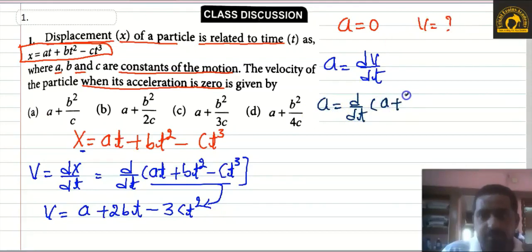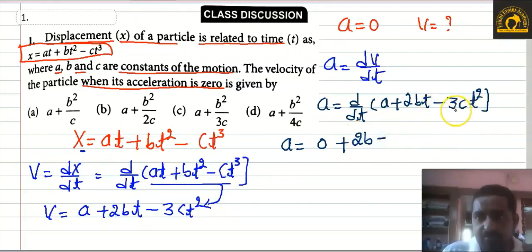A plus 2bt minus 3ct square. Okay, that is a is equal to the differentiation of constant is 0, plus d by dt of 2bt, the differentiation of t is 1, that is 2b, minus the differentiation of 3ct square, 3c is a constant, the differentiation of t square is 2t. So then we know that the acceleration is 0.